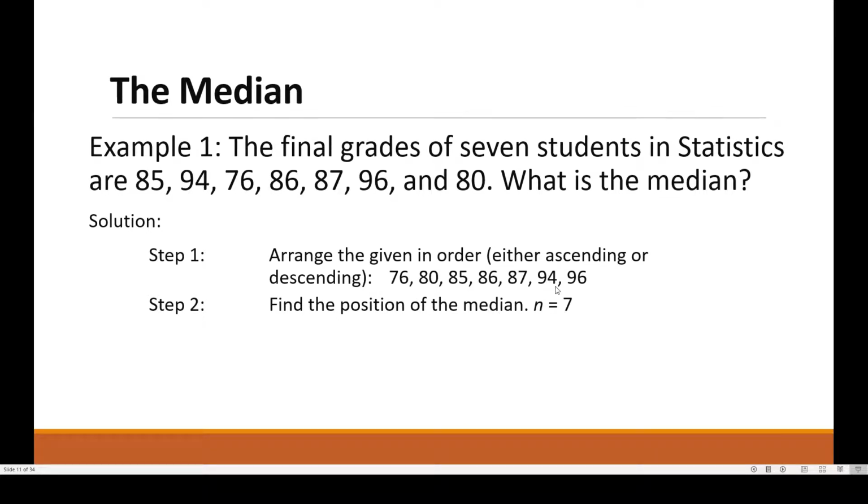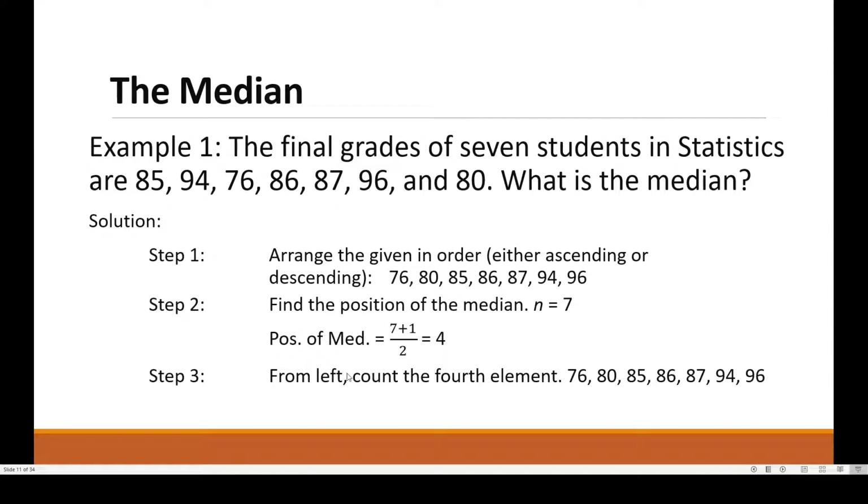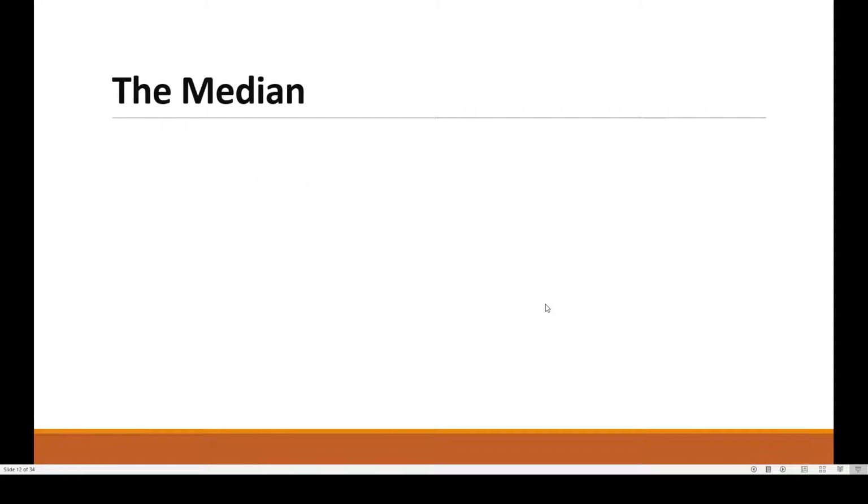So there are 7 numbers here. The position of the median is (n + 1) over 2, or (7 + 1) over 2, which equals 4. That means from the left, count the fourth element: 1, 2, 3, 4. So 86 is the fourth element, and that is our median.